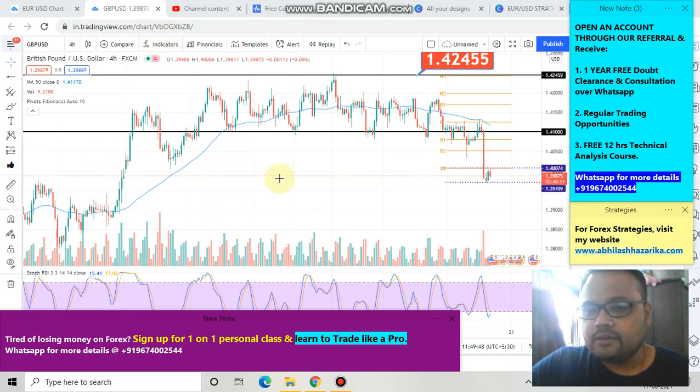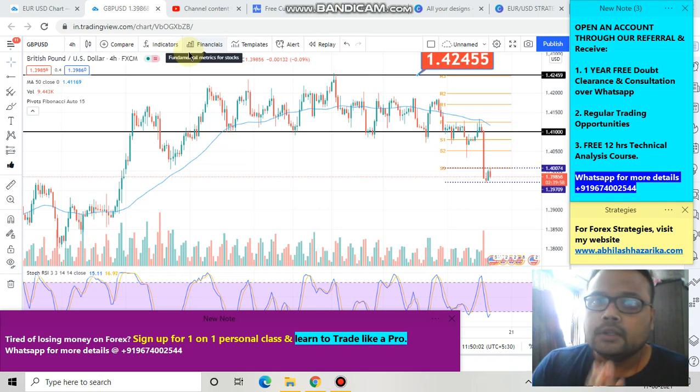So this is the chart of GBP USD, British Pound, US Dollar, and as you can see, I'm in my favorite 4 hours time frame. As we all know, there was an FOMC meeting yesterday, and after the FOMC meeting, US dollar became very strong, and currency pairs like Euro USD, GBP USD witnessed some heavy selling pressure.